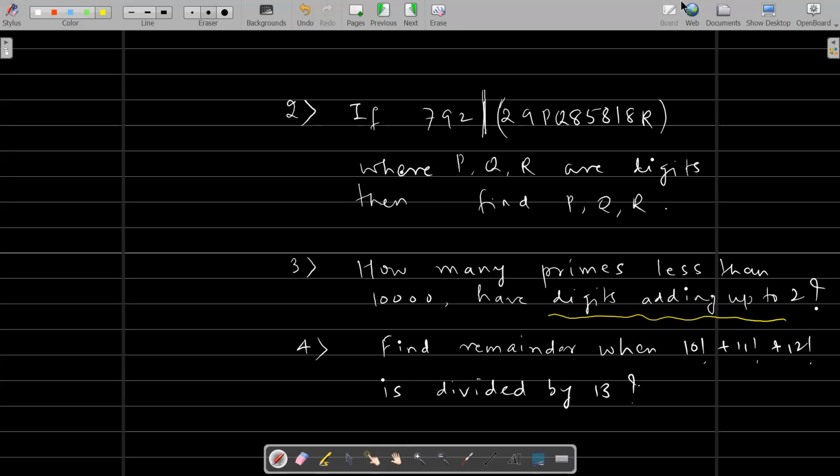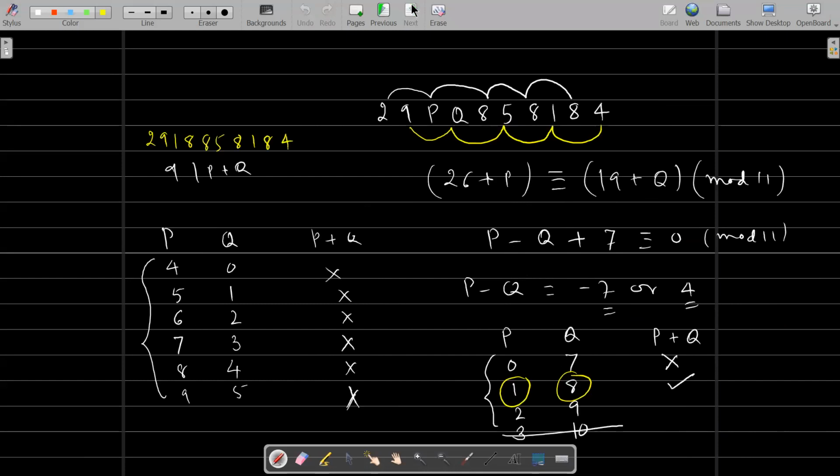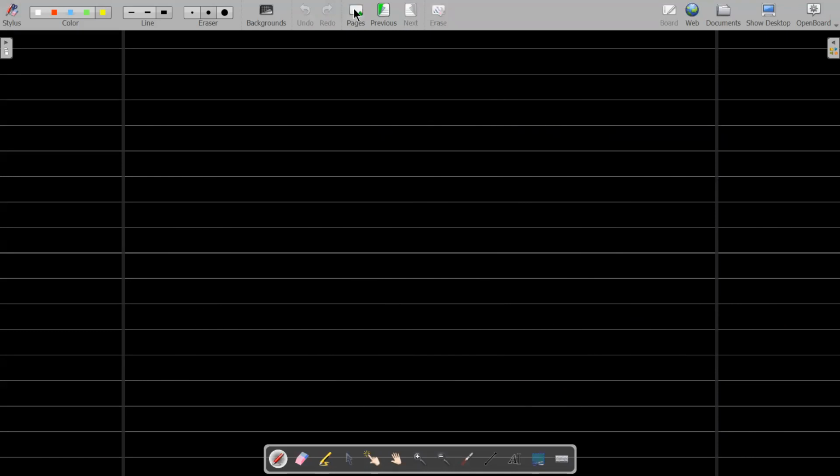Okay, shall we start with the third one? So we want to find how many primes there are. First of all, we want primes which are all less than 10,000 and whose sum of digits is 2.